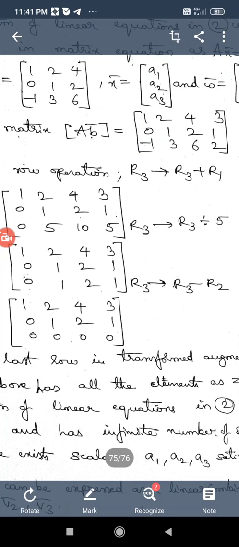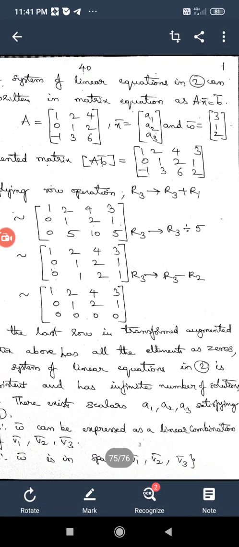So let us divide that last row by the scalar, the real number 5. Then we get the next equivalent matrix as 1 2 4 3, 0 1 2 1, and the last row, when we divide by 5, we get 0 0 1 2 1.